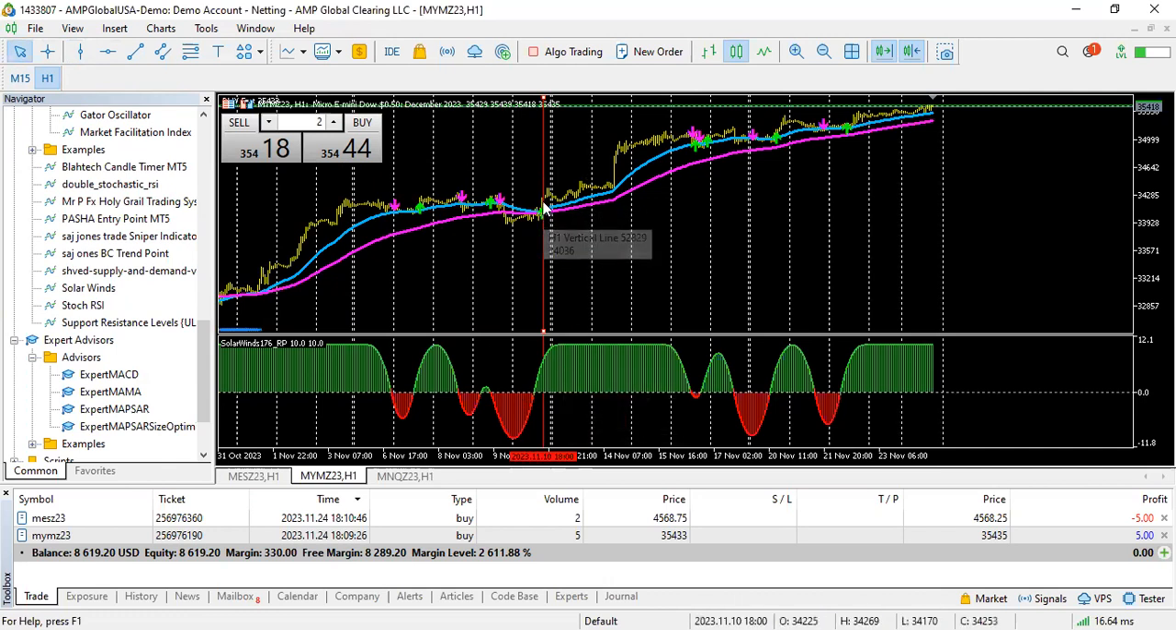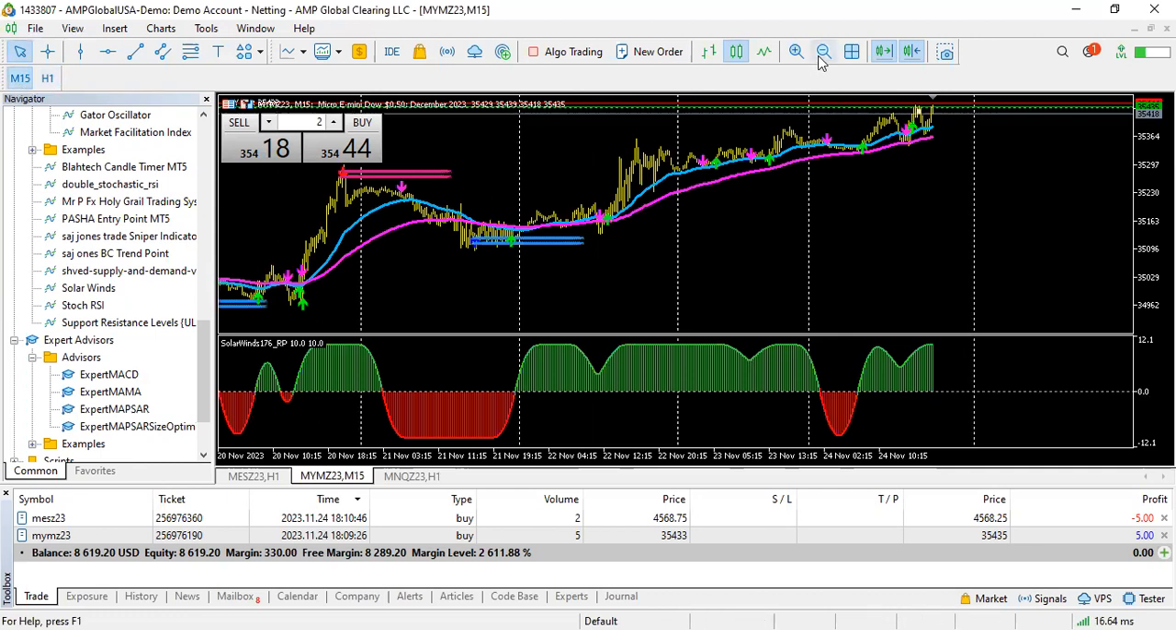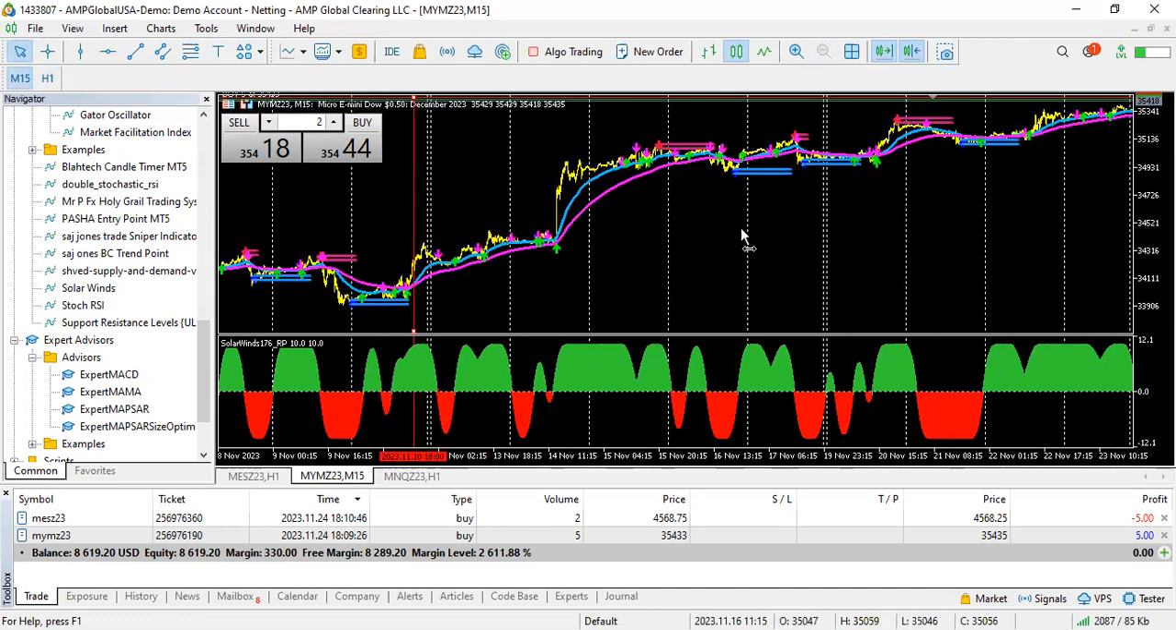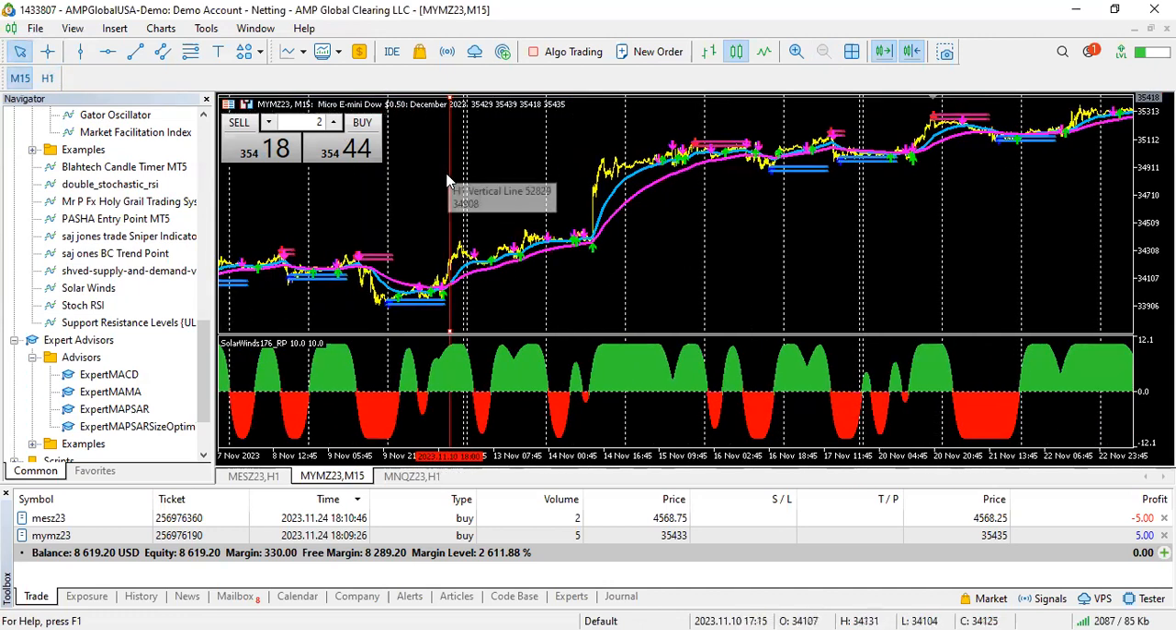What you see right here, I got my BC trend point arrow. We got our solar wind. The moving averages are doing what they're supposed to do. The 21 is still above the 50. There was a buy arrow here. I dropped down to my 15. So here's our vertical line, right? So when the BC trend point arrow hit, it hit in this area.